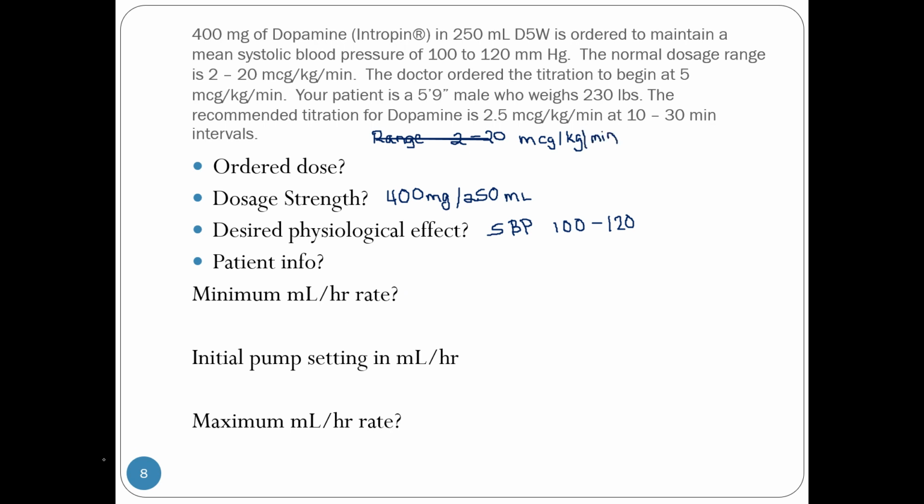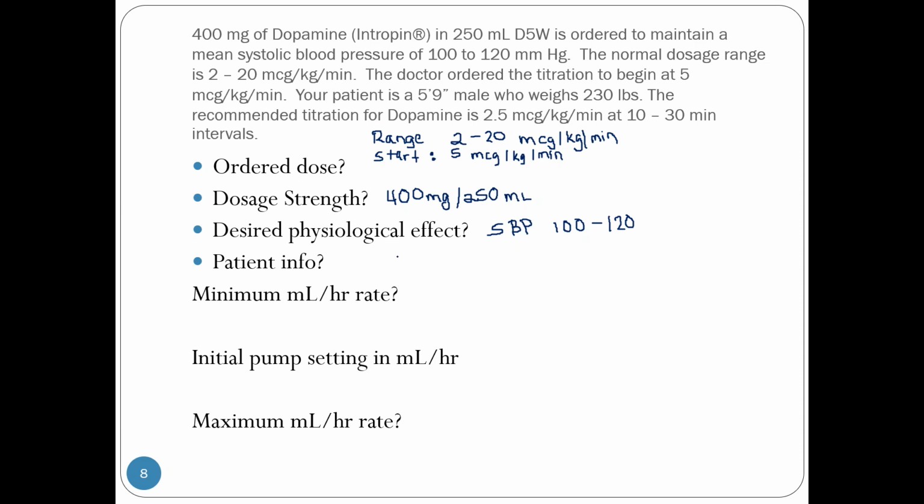I'm going to take a moment and see if I can adjust where my pen slipped. And so I keep reading. The doctor ordered the titration to begin at 5 micrograms per kilogram per minute. So that's really important because I have that word order there, and that is my starting amount. So that is 5 micrograms per kilogram per minute. And that's how I'll set up my IV to deliver that amount.